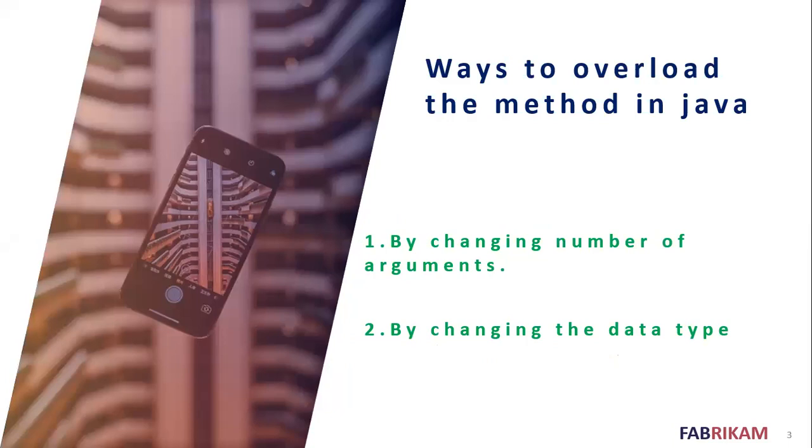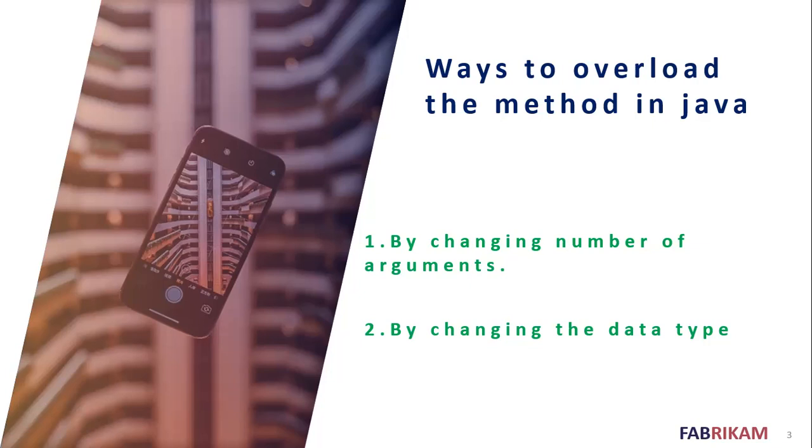And what are the ways to overload methods in Java? Some rules define method overloading. One rule is changing the number of arguments. For example, a public void sum method takes two parameters, int a, int b. The other method is public void sum, taking three variables, int a, int b, int c. So the number of arguments differs here. That is the rule.